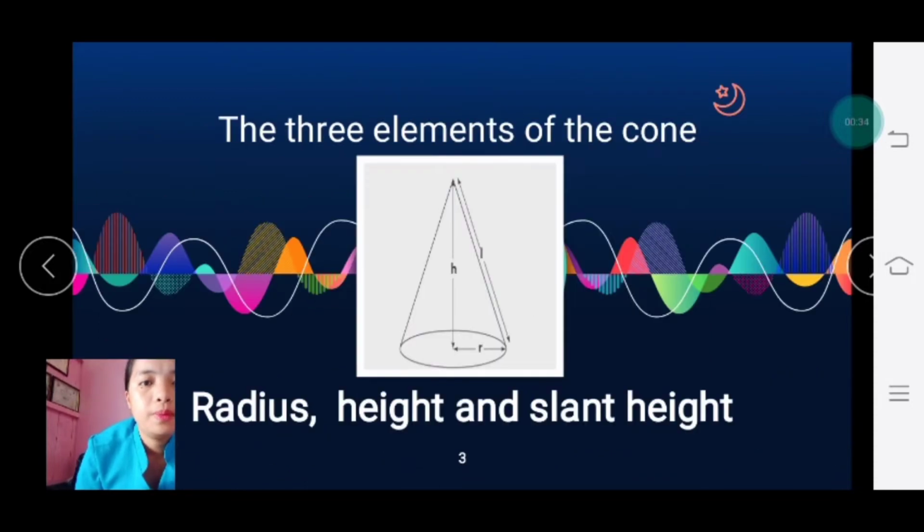Next, the three elements of the cone are radius, height, and slant height. This is our radius from the center, then our height, and our slant height.